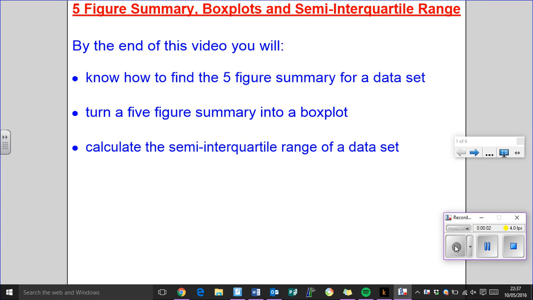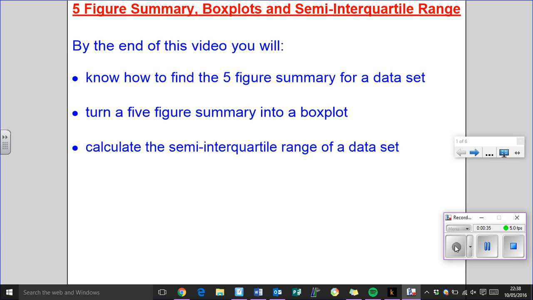Okay, so this is just a quick video on the 5-figure summary, box plots and semi-interquartile range. I definitely haven't gone over this with you, but it's very possible that Mr. Richmond might have. Really, the video is just to let you see what it is. It may or may not be asked in your exam, but if it is, it's something very easy to solve and we don't want to miss out on those marks.